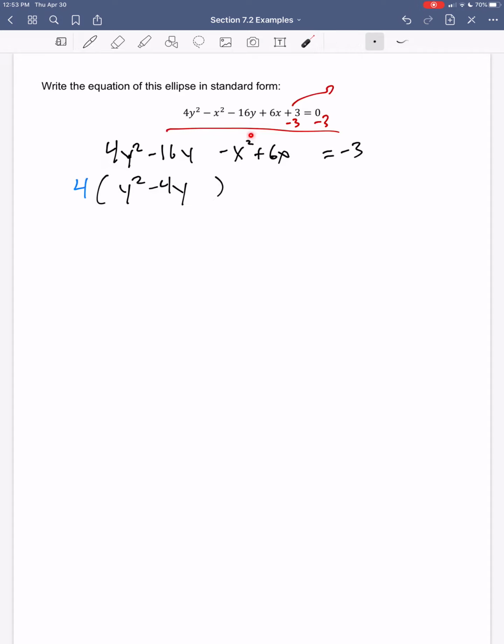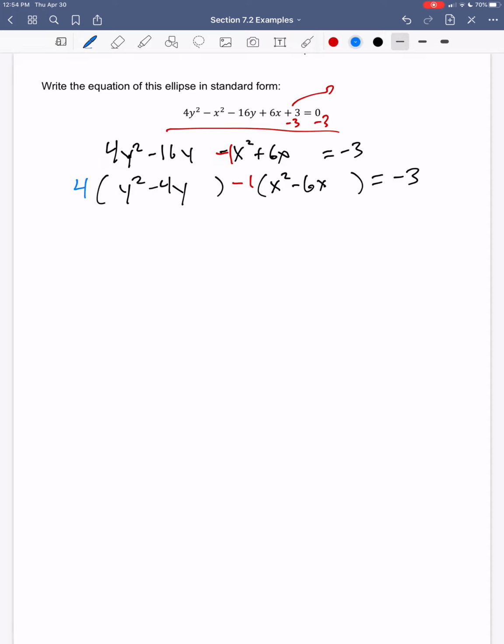Now, with the x squared, it's not really a 1, it's really a negative 1 in front of that x squared. So I have to factor out a negative 1 from the x stuff. So negative 1 times x squared, but then if negative 1 times what is positive 6, that has to change to a negative 6x so that this all works. Notice, what happens if you distribute right now? 4 times y squared, 4 times negative 4y, negative 1 times x squared, negative 1 times negative 6, positive 6x. So nothing's changed here. It really is the same.